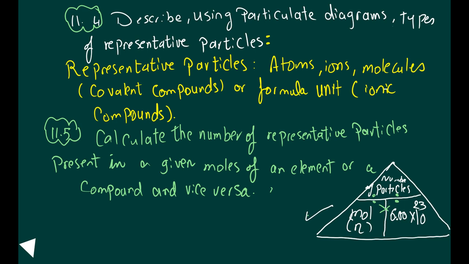If you need the number of particles, you should cover this part, the number of particles. So you will multiply the moles times Avogadro's number. If you are asked about the moles, cover the moles. You need to divide the number of particles over Avogadro's number. And don't forget to use the correct unit.